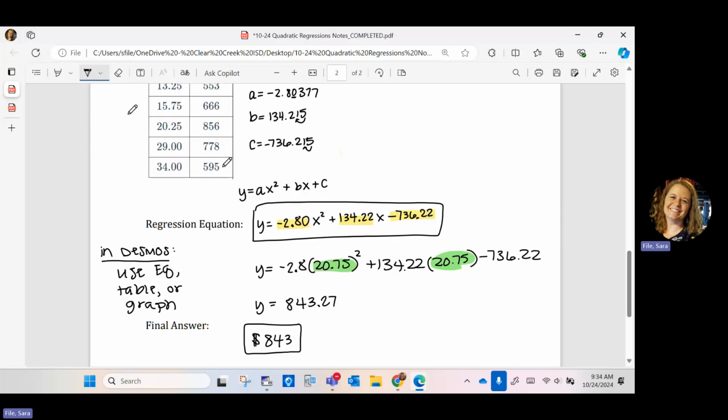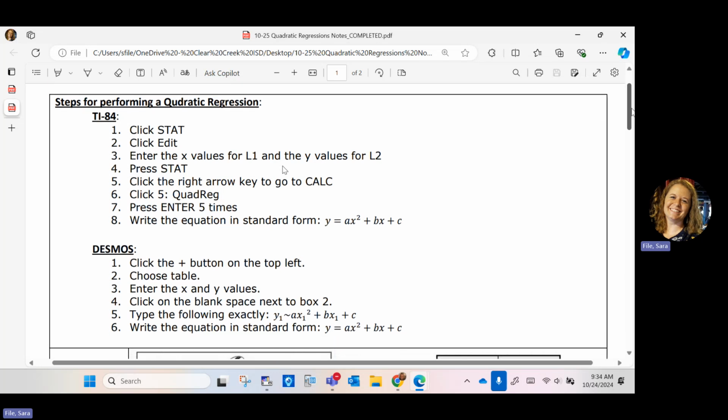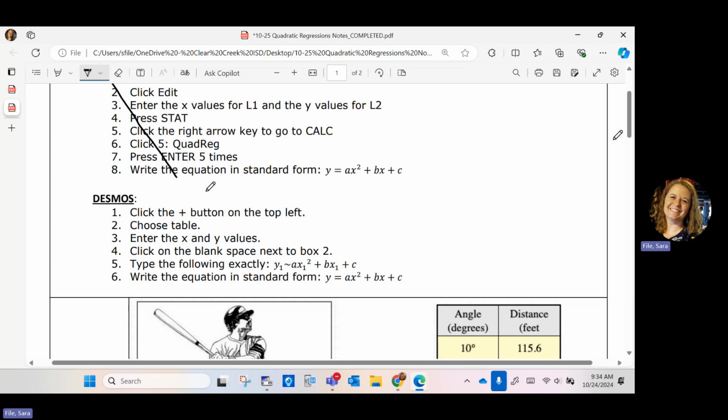Talking about the regression, quadratic regression on the 1024 notes. Now we're looking at the 1025 page. Okay, the steps up here are listed. If you have a TI-84 calculator and you want to do regression in that TI, those are your steps. We're not using a TI-84 in class, so I'm just going to mark through that. If you have one, of course, you are allowed to use it. But the majority of us are just going to be using Desmos.